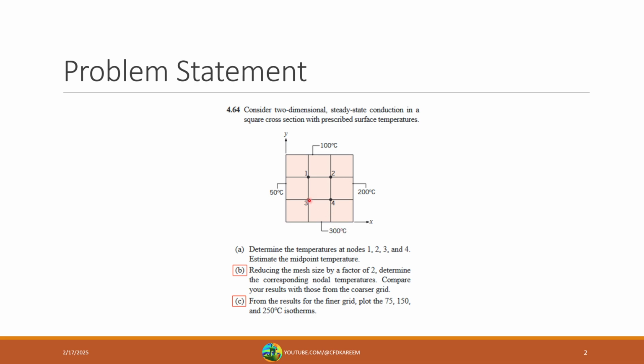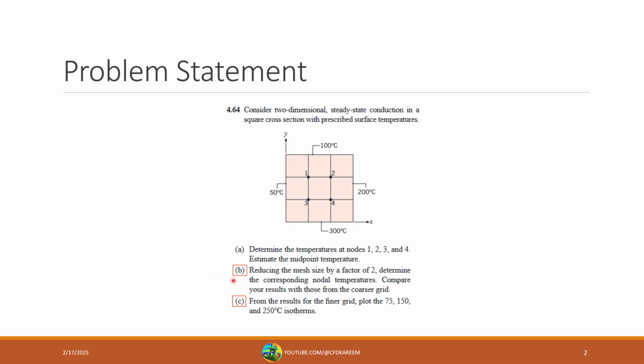We're given this schematic where we have four node points located in the middle of the domain, and we're given the wall temperatures of 50 C on the left, 200 C on the right, as well as 100 on the top and 300 on the bottom. And we're asked to do three things. The first is we need to determine the temperatures at node 1, 2, 3, and 4. And it's also asked that we estimate the midpoint temperature.